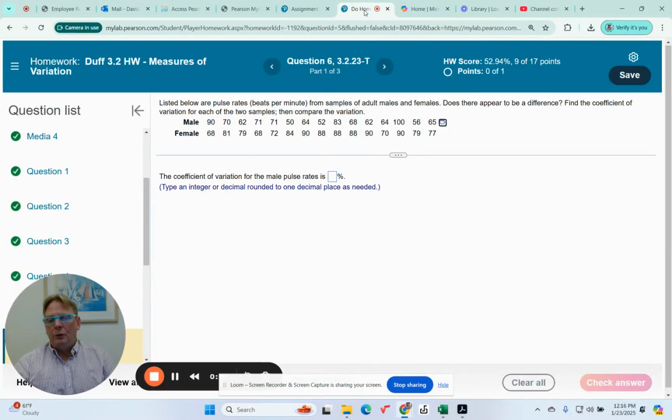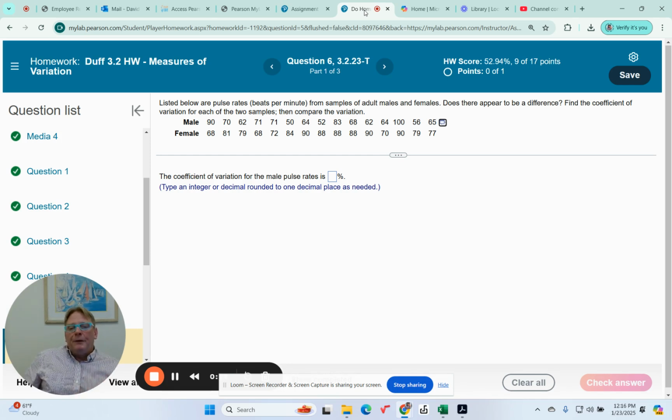All right, so let's take a look at question 6 from 3.2 when we start talking about measures of variation. Listed below are pulse rates from samples of adult males and females. Does there appear to be a difference? Find the coefficient of variation for each of the two samples, then compare the variation.